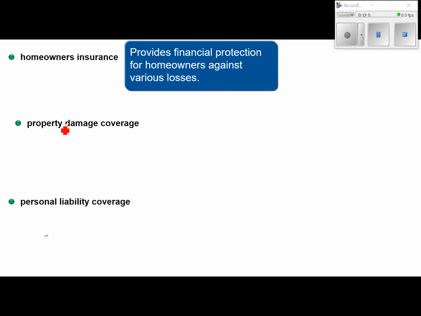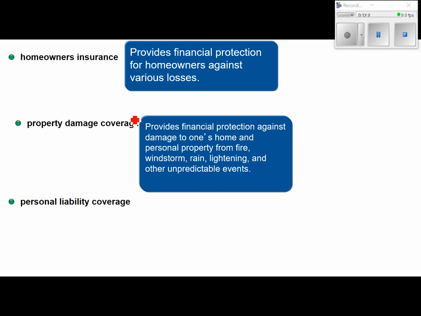Property damage coverage provides financial protection against damage to one's home and personal property from fire, wind, rain, lightning, other unpredictable events, floods. Sometimes you have to be really careful because a lot of insurance companies won't cover flood damage.